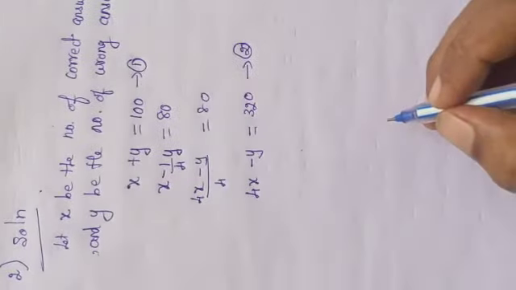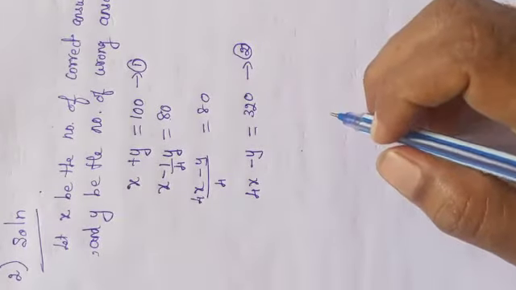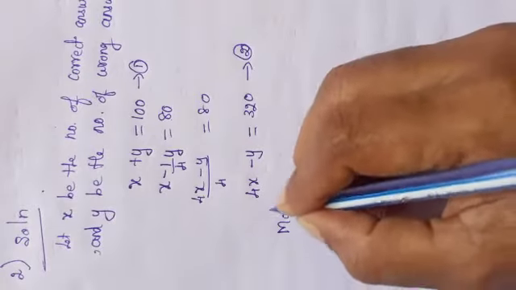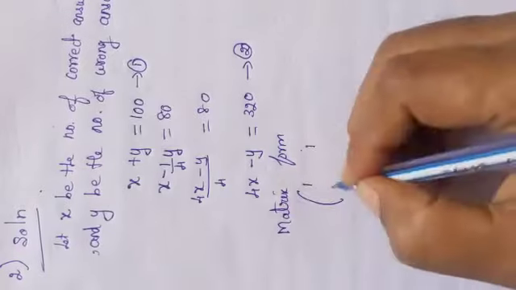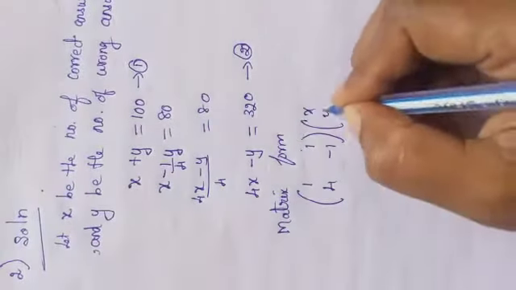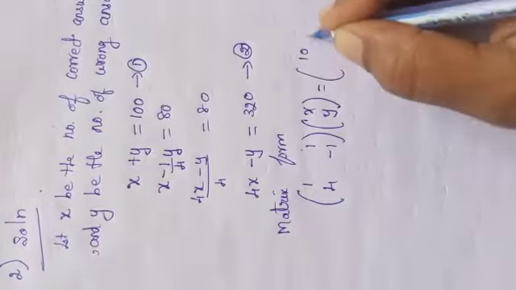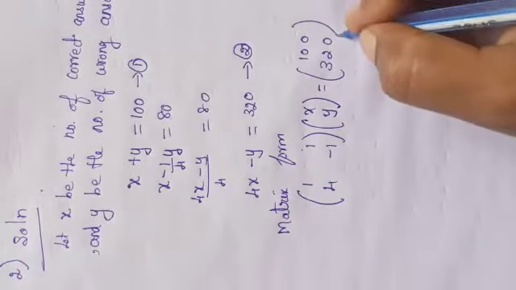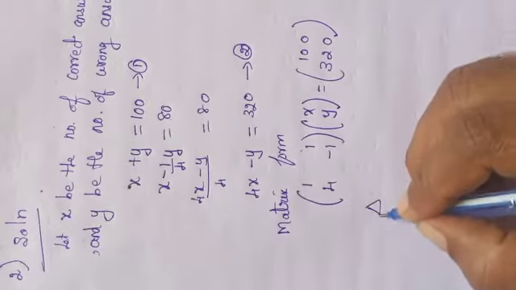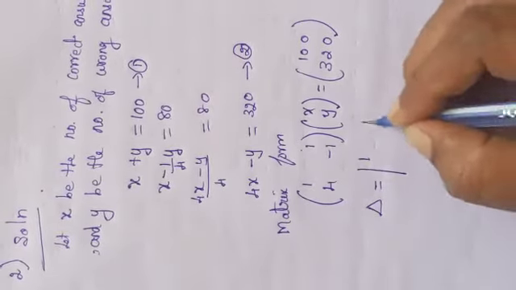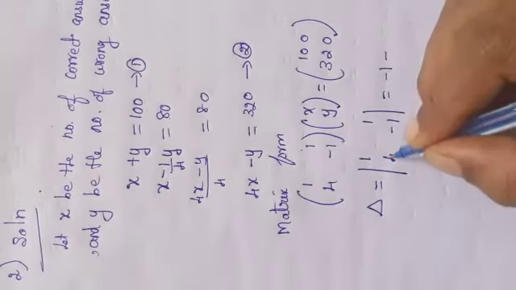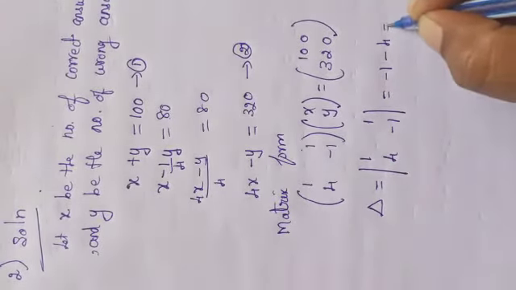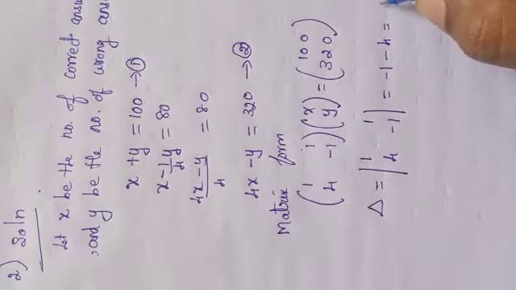Now they have asked us to solve by Cramer's rule. So first we have to write the matrix form. That is 1, 1, 4, minus 1, into x, y, is equal to 100 and 320. Shall we find delta first? Delta is equal to the determinant 1, 1, 4, minus 1. 1 into minus 1 minus 4 into 1, which is equal to minus 1 minus 4, that is minus 5.